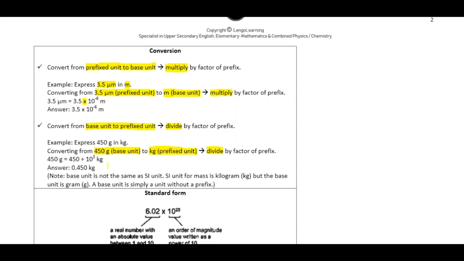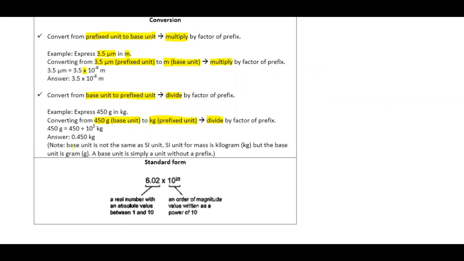Here I just put a small note, which is that it's very important to note that a base unit is not the same as an SI unit. Why is it so? Because previously we have learned that the SI unit for mass is kilogram, but the base unit is gram, correct?